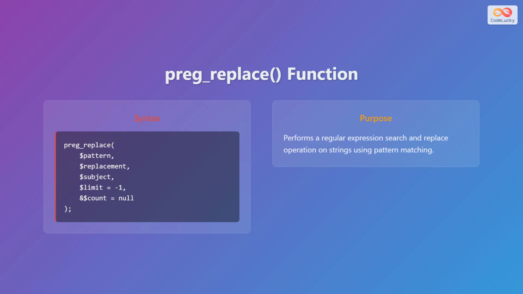The second is $replacement, which is the string to replace the matched pattern with. The third is $subject, which is the input string on which to perform the replacement. The fourth is $limit equals -1, which is an optional parameter that specifies the maximum number of replacements to perform. The fifth is $count equals null, which is an optional parameter to store the number of replacements that were actually performed. The purpose of preg_replace is to find matches to a regular expression and replace them, making it useful for tasks like reformatting text, sanitizing input, or modifying code.